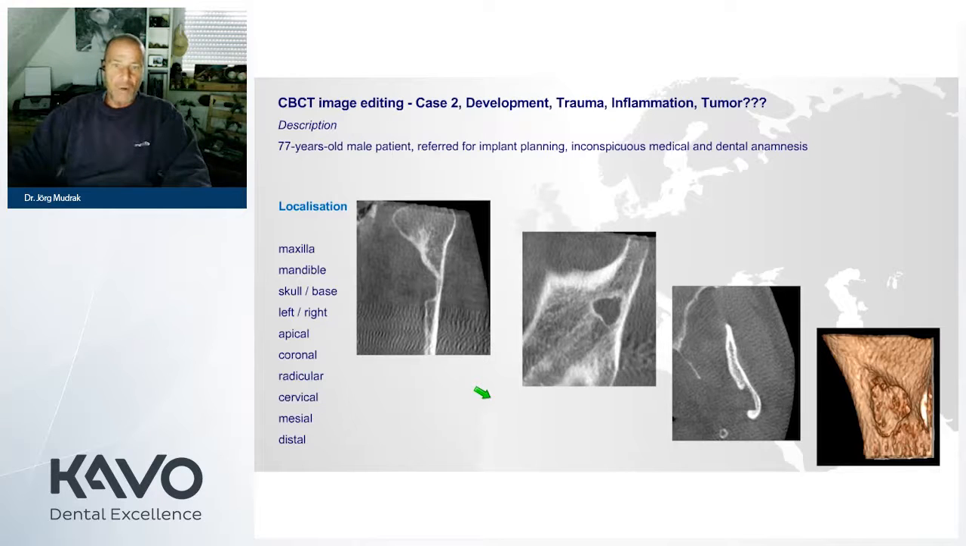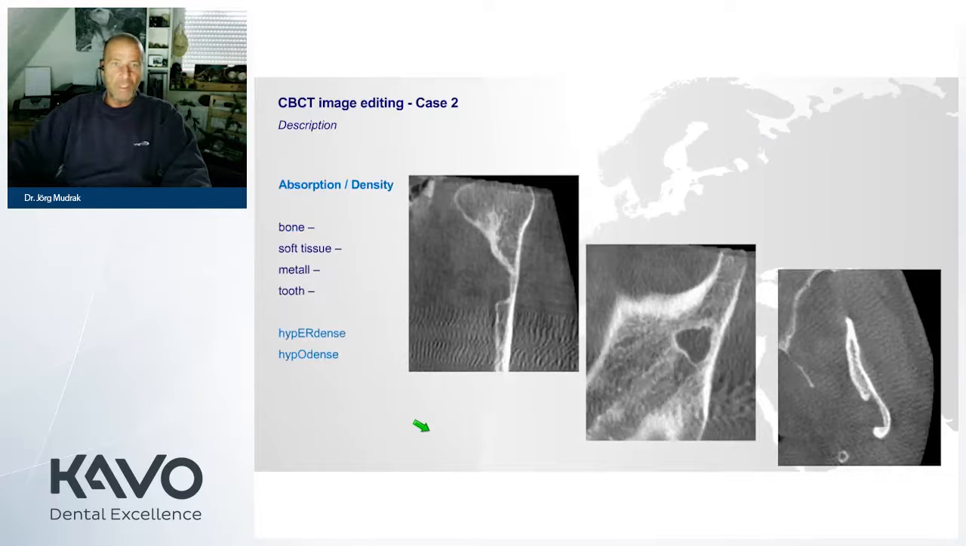And we are now, first of all, checking again the localization. This is the coronal, the sagittal, and the axial view. Then you see the rendered view. So this is the mandible, we can agree, and it is the ramus in this case. And now let's go a little bit more into the detail. First of all, the absorption or density. I think you agree that it is a hypodense finding that we have. It has a calcification line around.